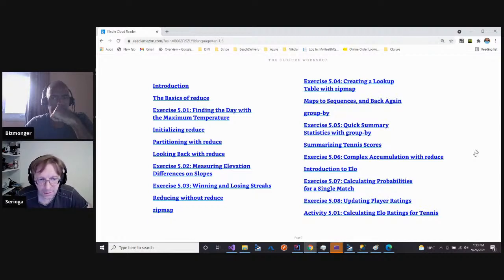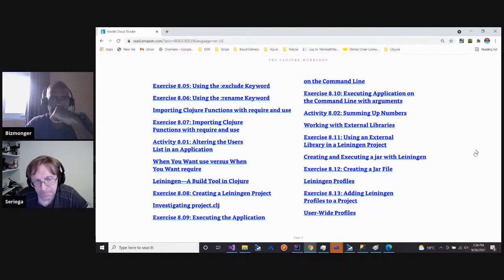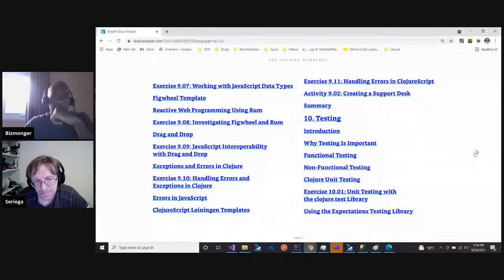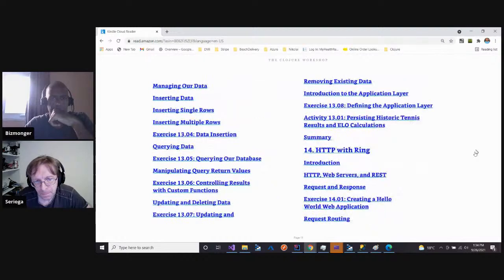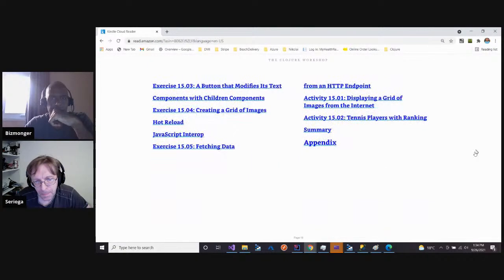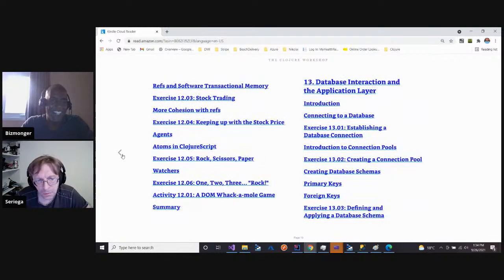Usually it's not necessary. Generally, Rich Hickey doesn't like pattern matching, so it's implemented separately. Yeah. Okay. So it has 15 chapters, and I'm almost at chapter 3. Oh, God. This is going to be a while.